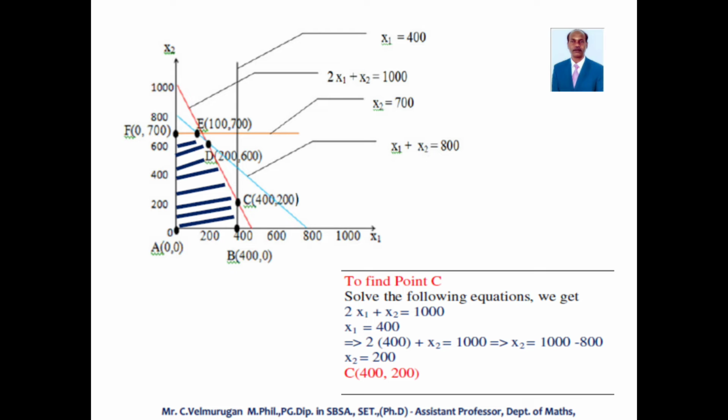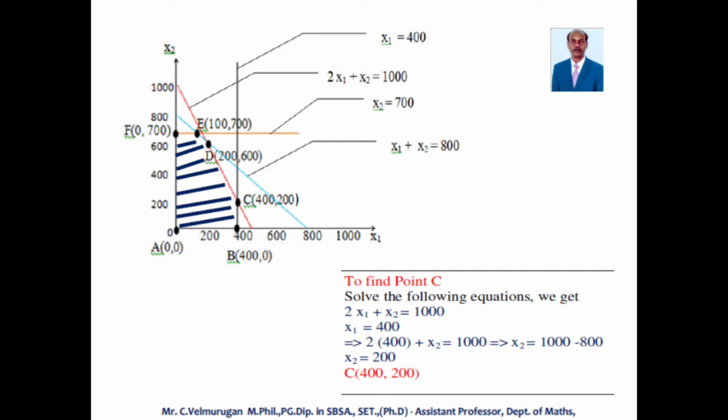Then if we consider the third constraint x1 less than or equal to 400, we can directly draw a vertical line from the x1 axis at the point 400. Okay, we consider all the values on the left-hand side of that black line, because the constraint has the less than or equal to symbol.